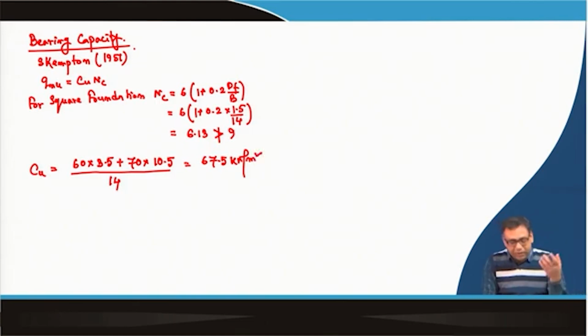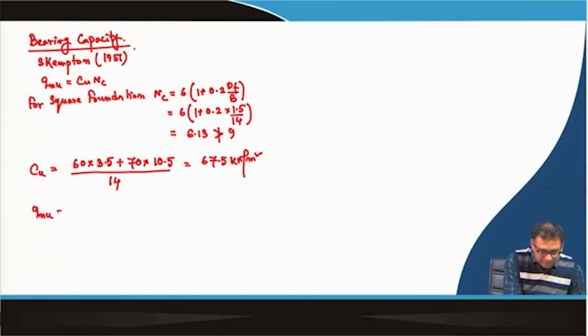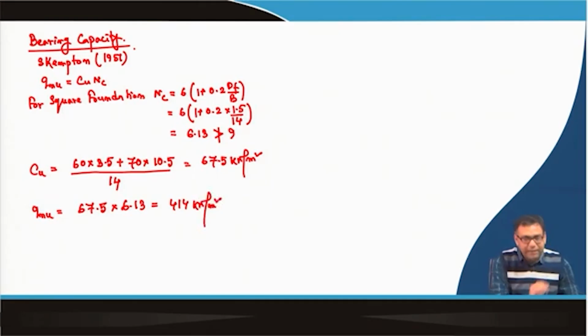So, one thing you can do, you can directly use the 60 kilonewton per meter square to be on the safe side, but as your 10.5 meter most of the part is in the second layer, that is why I have taken the weighted average value. So, 67.5. So, Q net ultimate is 67.5 into 6.13. So, that is 414 kilonewton per meter square. So, this is as per Skempton.